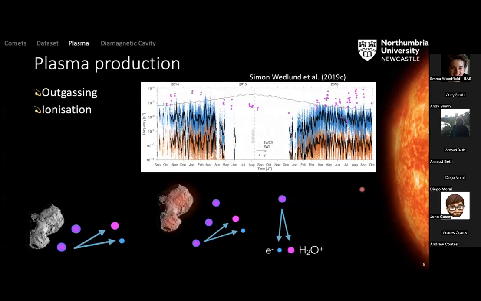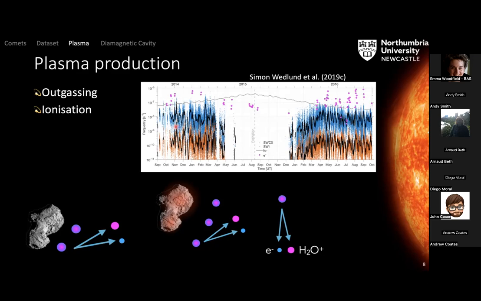Right, so how do we get from the gas that comes off of the comet, from the neutrals, to the plasma? Well, we need ionization, right? So there's a really nice paper by Simon Wedlund, which came out in 2019, where it's a set of 3 papers. They're really lovely. And at the end, basically what comes out is a really good model for the different ionization modes at the comet.